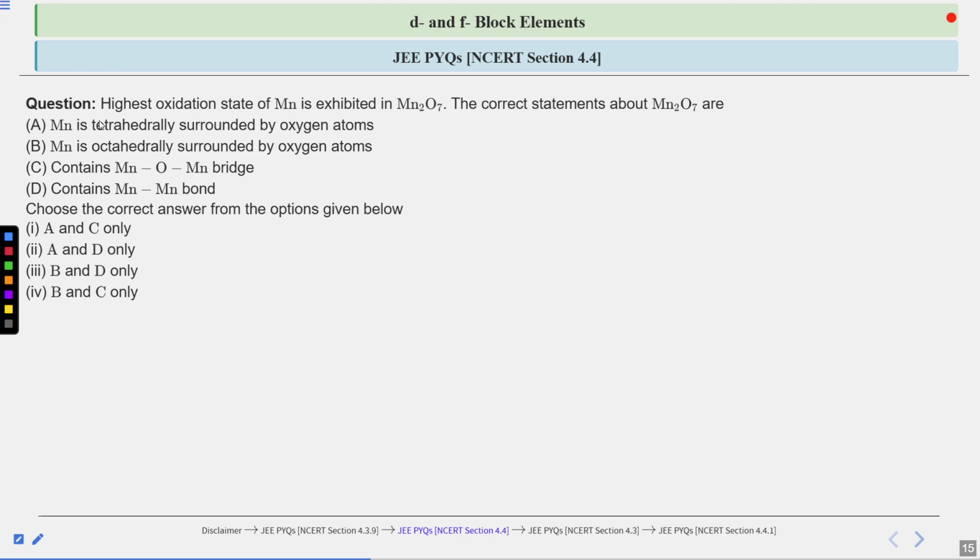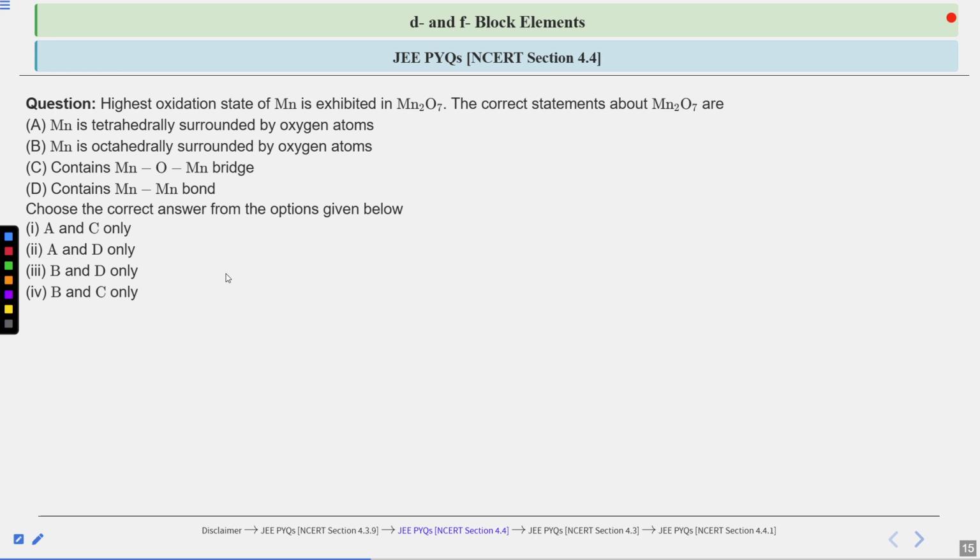Statement A is that manganese is tetrahedrally surrounded by oxygen atoms. Statement B: manganese is octahedrally surrounded by oxygen atoms. Statement C is that it contains a manganese-oxygen-manganese bridge. Statement D: Mn2O7 contains a manganese-manganese bond. Choose the correct answer from the options given below: A and C only, A and D only, B and D only, or B and C only. You have to choose the pair of statements that are correct.